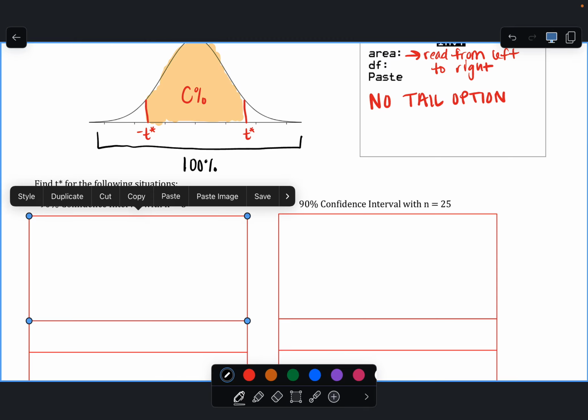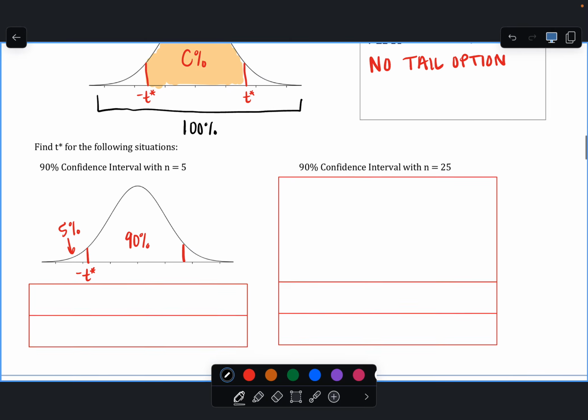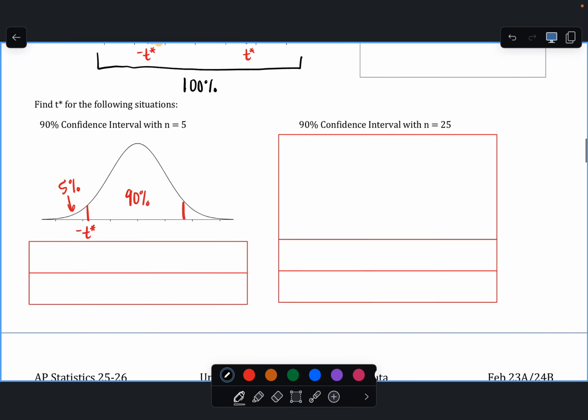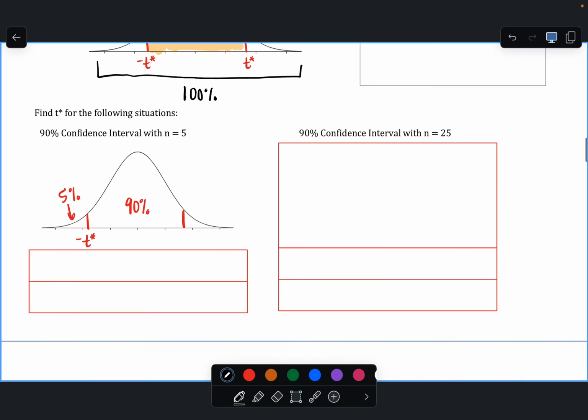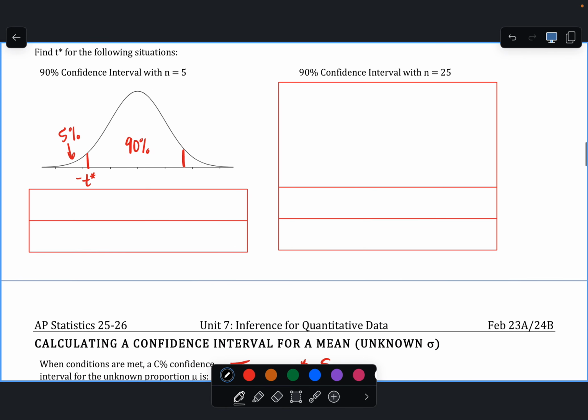So the first example is a confidence interval of 90% with a sample size of 5. So I'm going to go in and we're just going to talk about this a couple times and then do it in an FRQ question. If 90% is in the middle, then that means there's 10% total overall in the tails. But I have 2 of them, so I divide that in half. So I have 5% in the lower half, and I have 5% in the upper half. And this is going to be our positive T star.